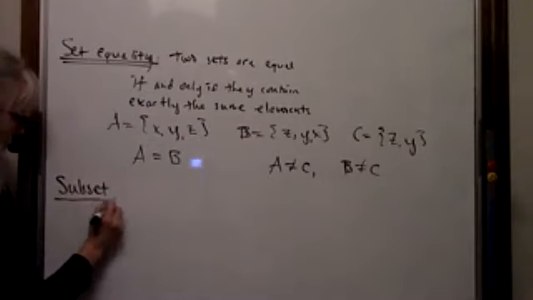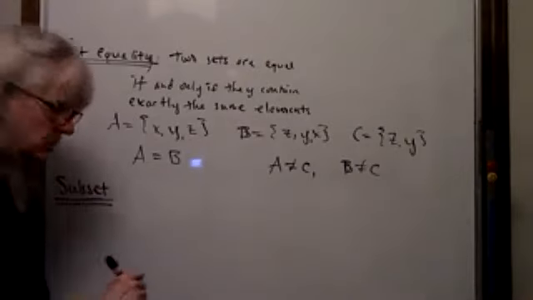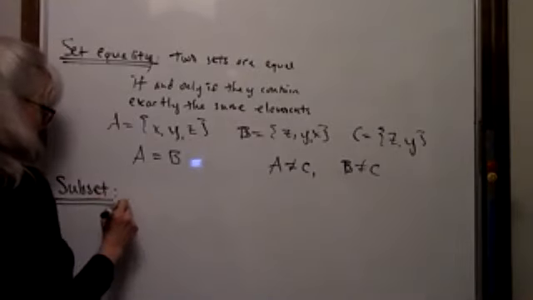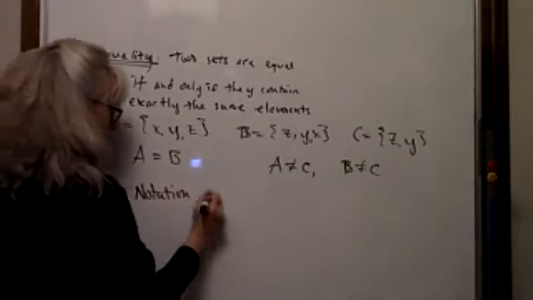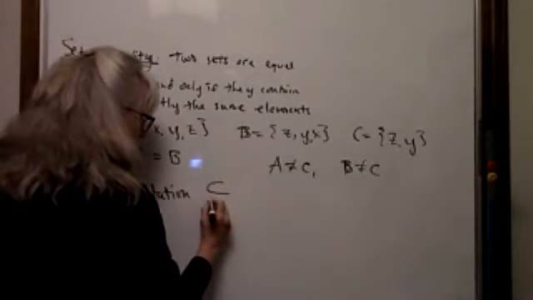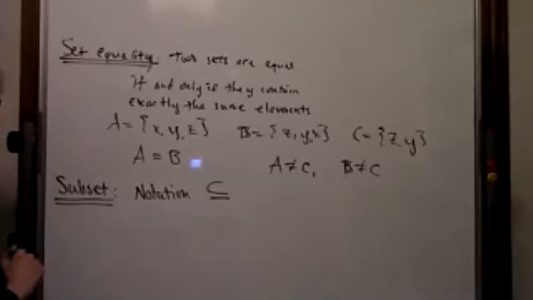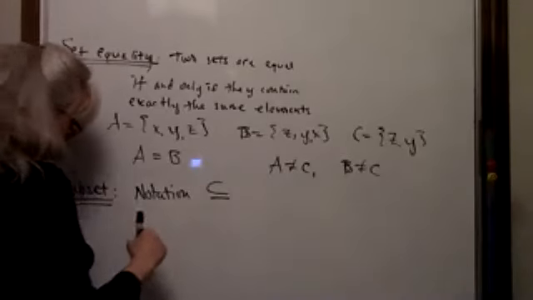Again, it's all vocabulary. It's a new language. We just need to get used to it. So a subset, the notation we're going to use for a subset is a sideways looking U with a bar underneath it. So that's the notation that means subset.